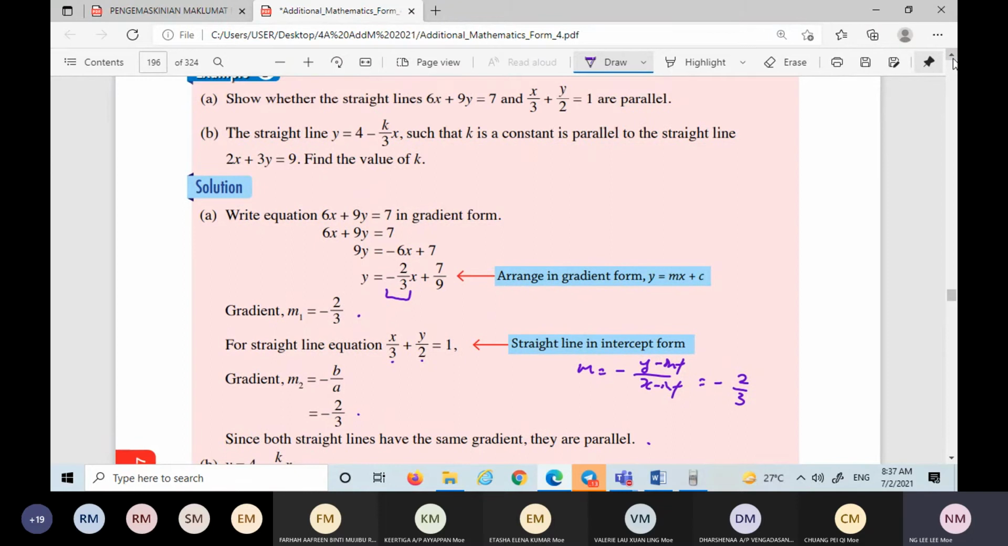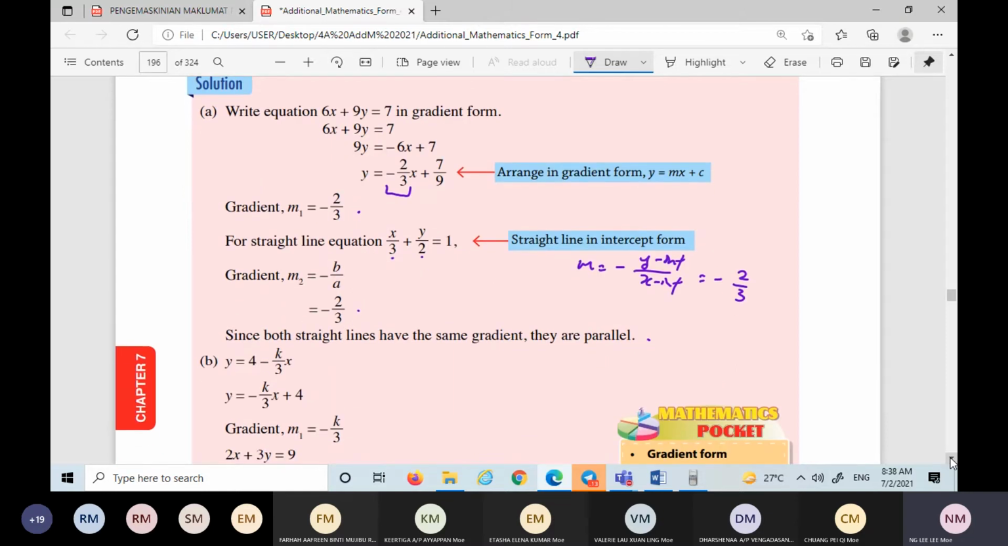The straight line y equals 4 minus k/3 x, such that k is a constant, is parallel to the straight line, the other equation. Find the value of k. This question means this and this are parallel, so they want you to find this k. If the question tells you they are parallel, it means their gradients are the same. So you need to compare their gradients.